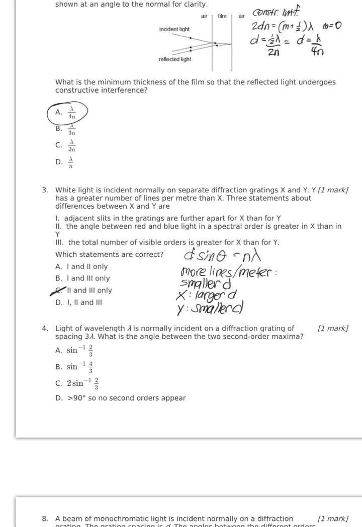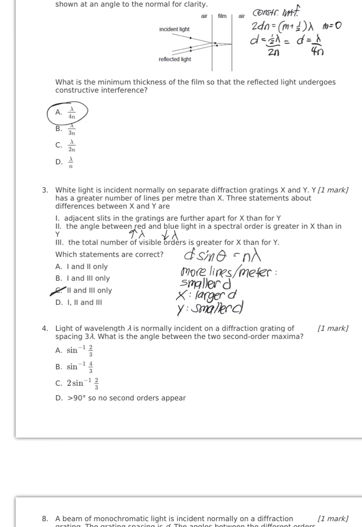Then we have statement 2, angle between red and blue light in a spectral order is greater in x than for y. Well, red has a longer wavelength than blue does. And actually, come to think of it as I read the question, while that's true about red and blue light, it's actually comparing x and y. So it actually has more to do with the slit separation than it does with the wavelength of red and blue light.